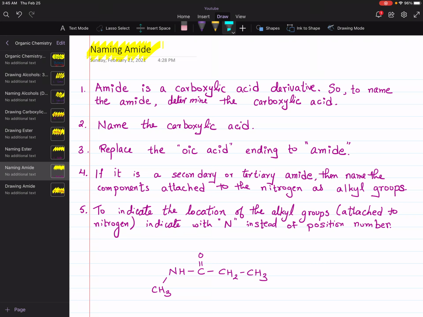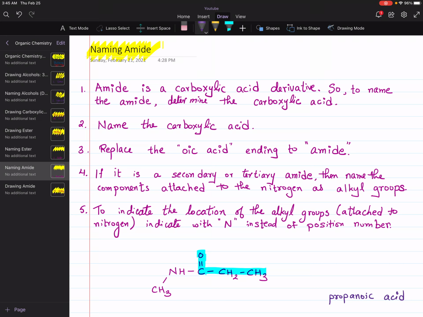In the example below, if you look for the carbonyl group, that will tell you which carboxylic acid this substance is coming from. This part that I have just highlighted is the part that is coming from the carboxylic acid. So we will be naming this part first. This part is the 3-carbon chain, so this becomes a propanoic acid, right? If you're naming this part as a carboxylic acid, the name becomes propanoic acid.